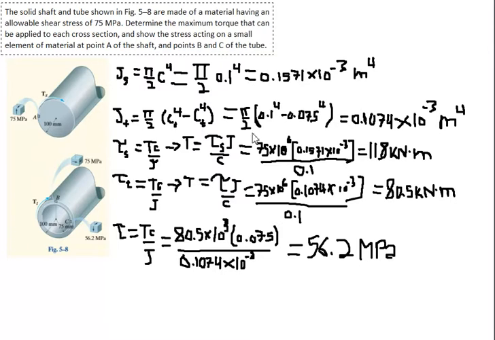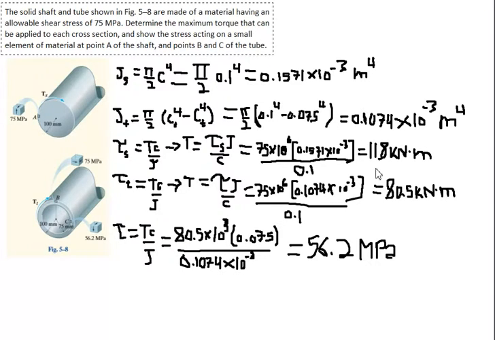Alright, since we have our polar moment of inertia, now we can move to the shear stress formula, Tc over J. But we're solving for T, which is the internal torque. So we're going to have to rearrange the equation, and in doing so we get the shear stress multiplied by the polar moment of inertia over the radius, 0.1. Here we're just going to plug in the values. We're going to have 75 times 10 to the negative 6 times 0.1571 times 10 to the negative 3, all over 0.1. The result is 118 kilonewton meters.